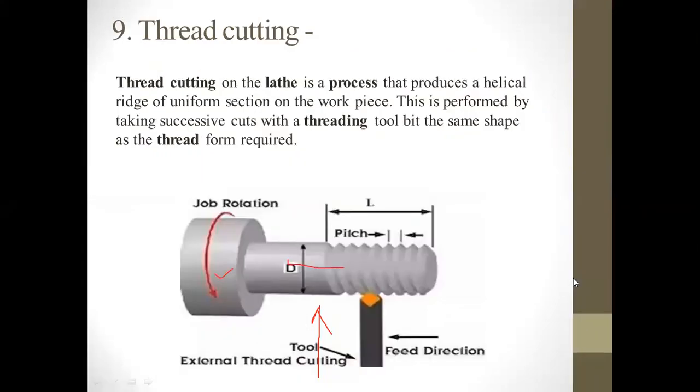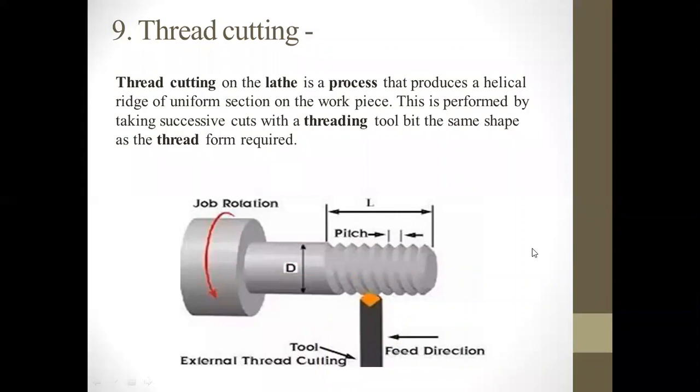Now see, the next one is the threading operation. In threading operation, we give a thread on the job or specimen on the lathe machine. In this threading operation, the feed of the tool is parallel to the axis of the job. Here, this is the axis of the job and this is the direction of the feed, and this feed is parallel to the axis of the job.